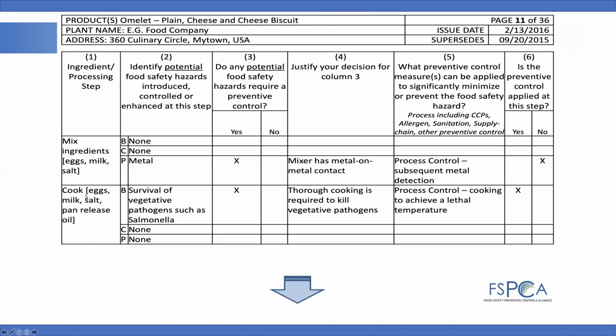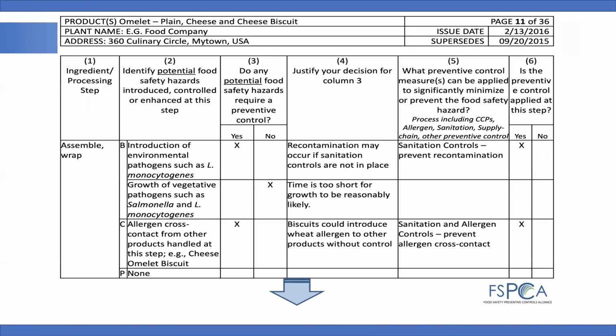At the cooking step, there is a biological hazard, and proper cooking temperature is a critical process control at this step. At the assembling and wrapping step after cooking, pathogenic bacteria like Listeria monocytogenes or Salmonella could be a potential hazard. And there is no other cooking step after this. I mean, after cooking, there's no kill step. So this biological hazard needs to be controlled by sanitation control. And sanitation control can also prevent allergen cross-contact.